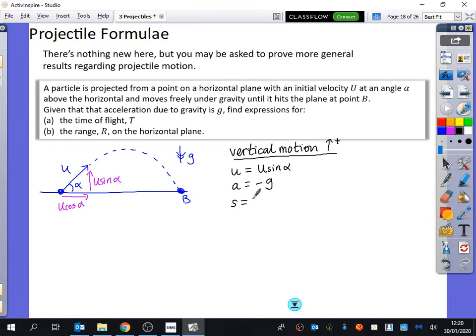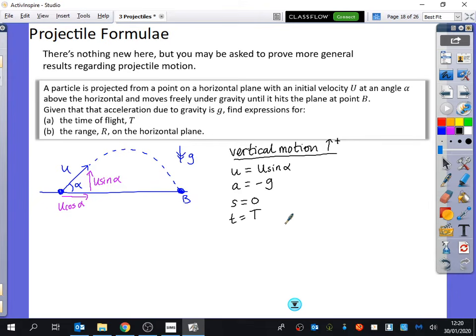S is 0. If you take a picture of it at the beginning, and you take a picture of it at the end, you would be like, it doesn't look like it's moved anywhere. It's still vertically on the floor, so there is no displacement at all. And we're interested to find out what is the time of flight that we've got here. Actually, the time of flight is equal to capital T.